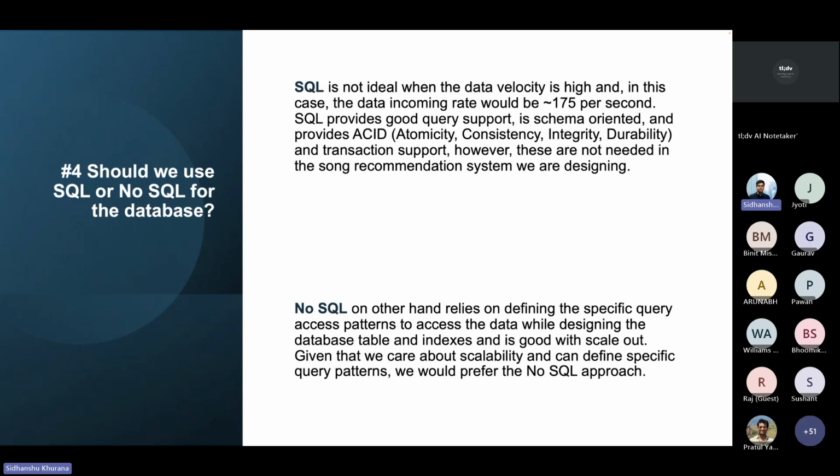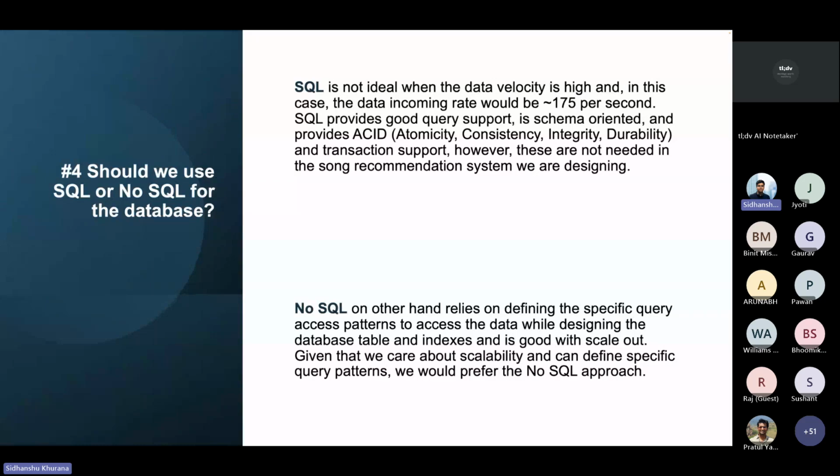SQL provides good query support, is schema-oriented, and provides transactional support, with all the atomicity, consistency, isolation, durability guarantees. But these are not needed. We are not designing for transactions. This is not a banking system, right? So we typically don't need all these cool things which SQL has to offer, like transactions, ACID support, etc.